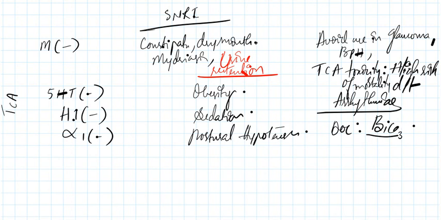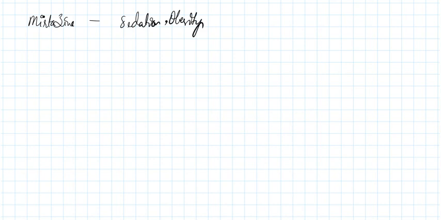Right. Now some more drugs we will discuss. Mirtazapine causes sedation and obesity. It is a noradrenergic and specific serotonin antagonist. Remember, this statement is important.